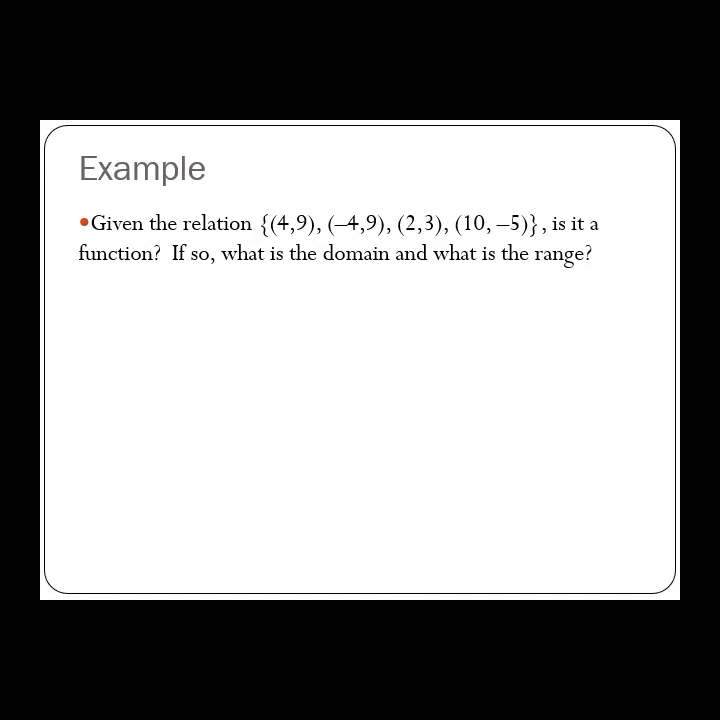So here's an example of a relation. It's ordered pairs. This says 4 is related to 9, negative 4 is related to 9, 2 is related to 3, and 10 is related to negative 5. Is it a function? And the answer here is yes. There is no x that appears twice. So your concern would be if I added something like 4, 1 to the list, then it wouldn't be a function, because in that case 4 would have two different y's that it was related to. So because that's not there, it is a function.